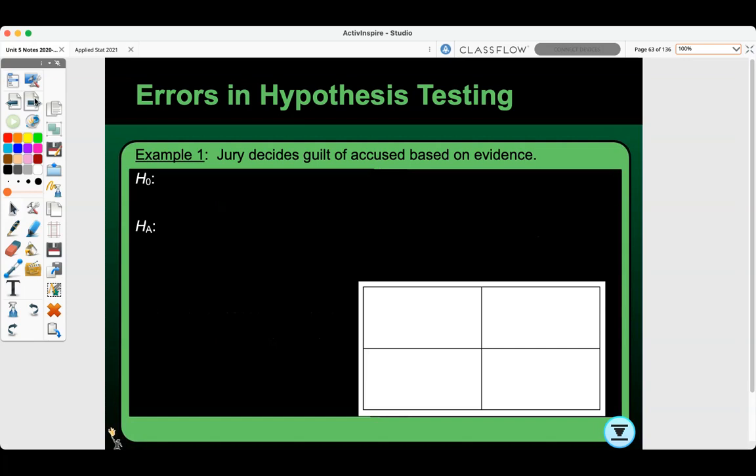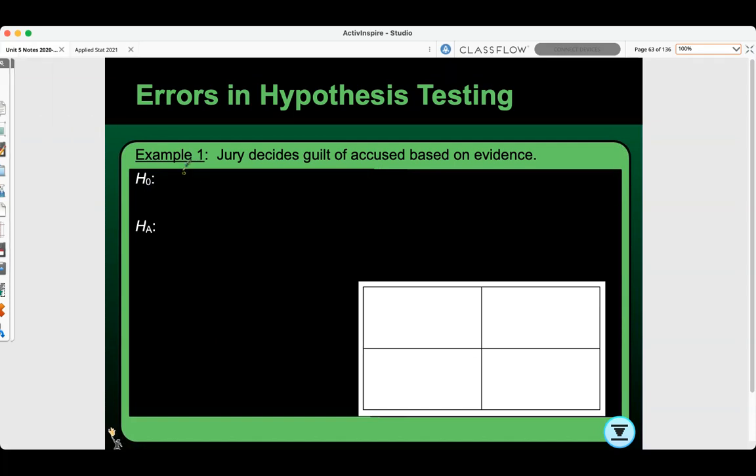Let's look at this example. In this example, a jury decides guilt of an accused based on evidence. So we need to state our null and our alternative hypothesis. Our null hypothesis, accused is not guilty. Our alternative hypothesis, accused is guilty.